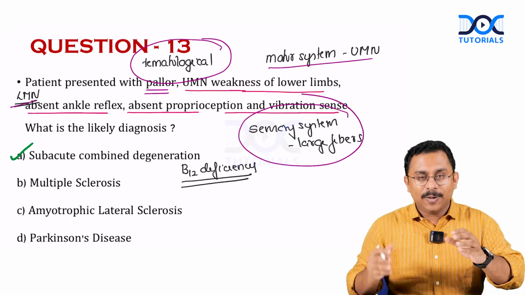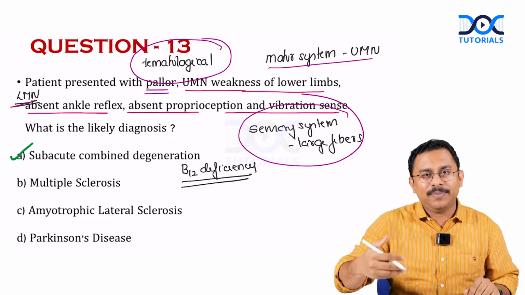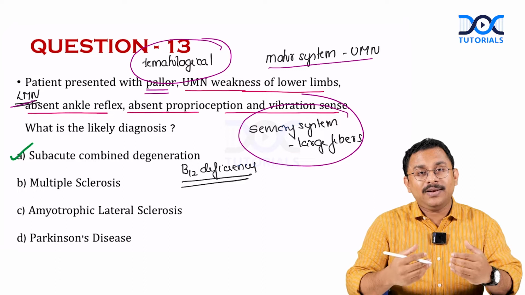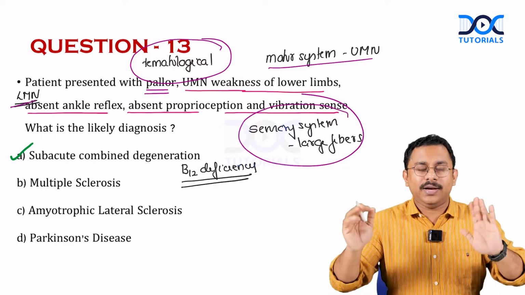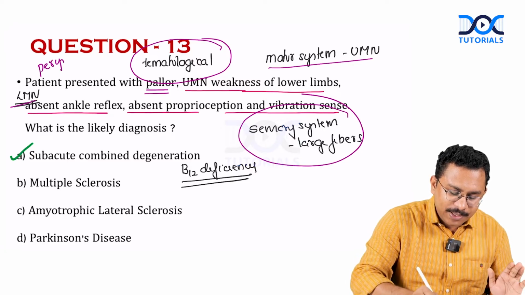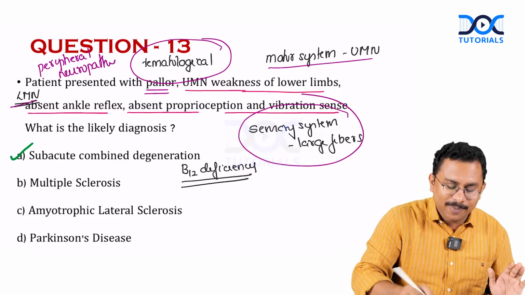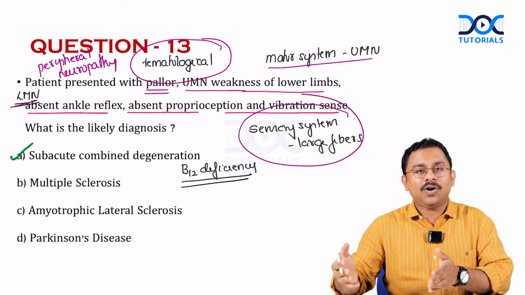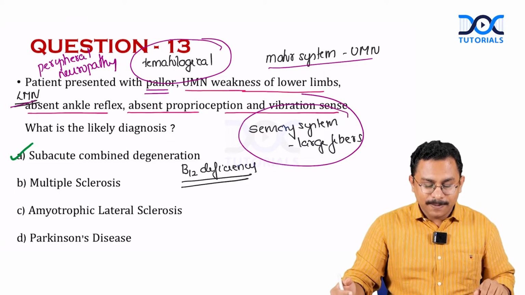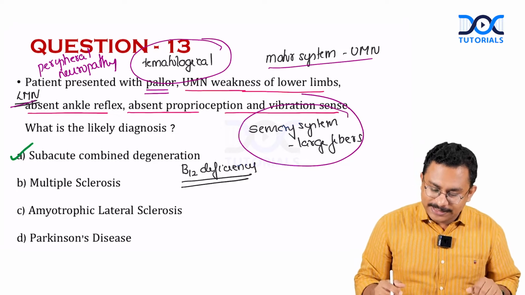And there can be a posterolateral spinal cord involvement, because of which there can be pyramidal features, so UMN weakness can occur. But remember, vitamin B12 deficiency can also involve the peripheral nerves. Because the patient also has a peripheral neuropathy, he has an absent ankle jerk, so there is LMN involvement as well. The dorsal column can also be involved, which is why there is absent proprioception and vibration sense. This is how you have to analyze and then come to a diagnosis of subacute combined degeneration.